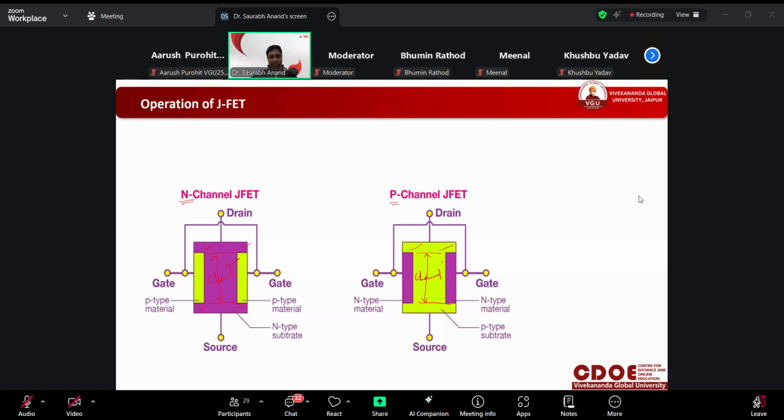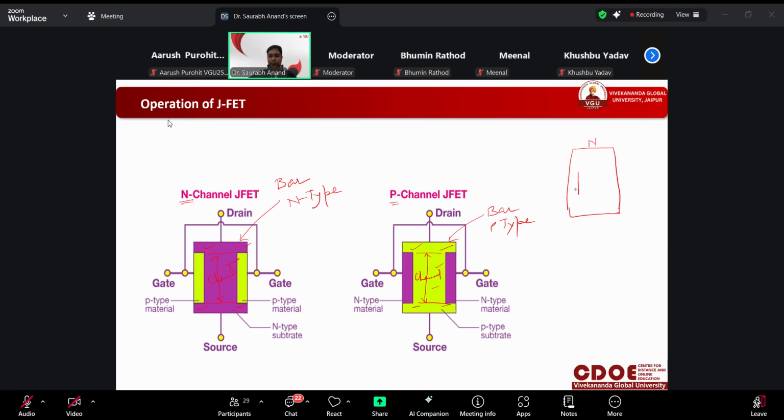This is green, this is green, all are green. It means this bar, this is known as the bar. This bar is made up of N type, and this bar is made up of P type. So this is the P type bar and this is the N type bar. I am drawing one here. Initially, we take one bar of any type. If it is N type, then N type.